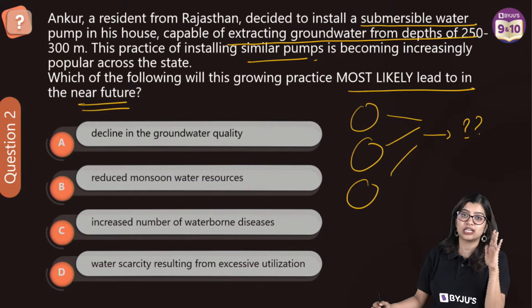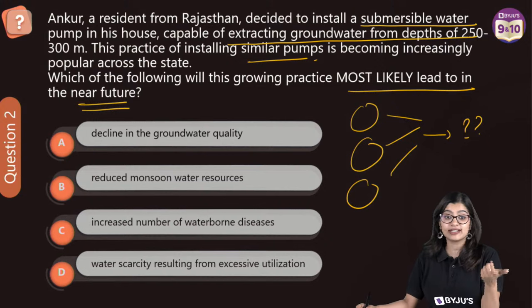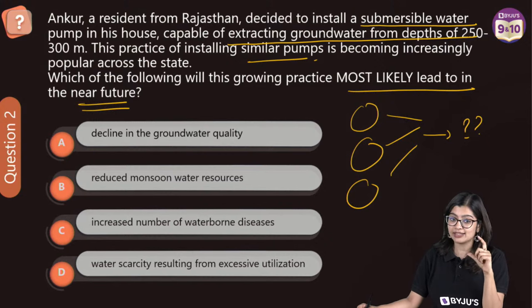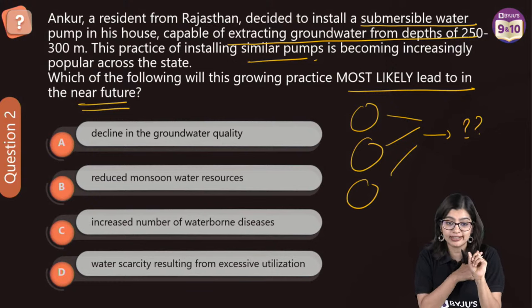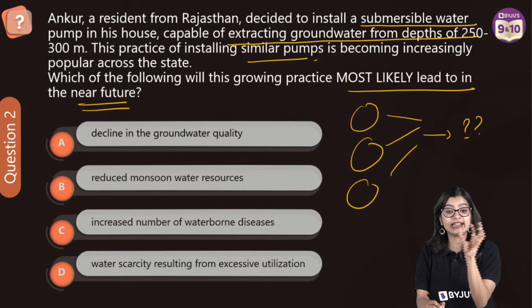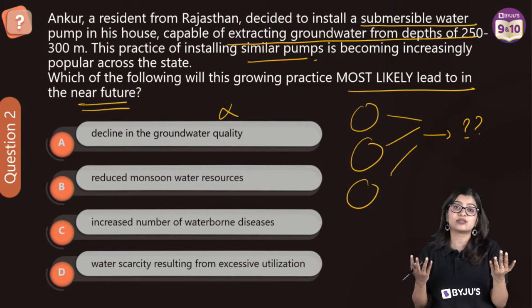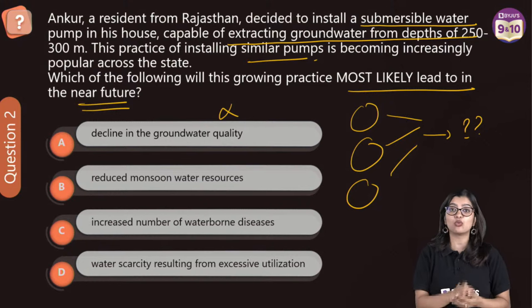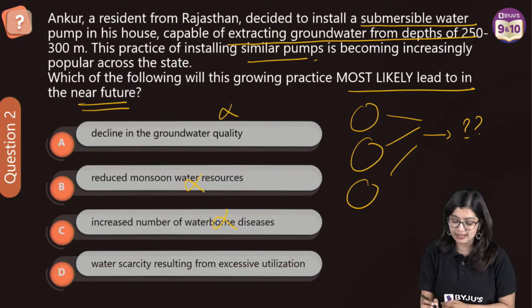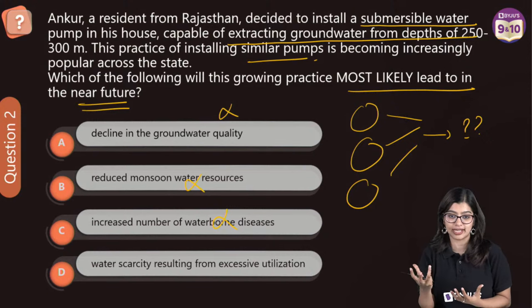If people are using too much groundwater, is it going to affect the quality or the quantity? It is going to affect quantity. Here, quantity is getting affected, so it is not the decline in quality of water. Reduced monsoon water resources: here there has been no inference to monsoon. Neither is there going to be an increase in waterborne diseases, because again that is with respect to quality of water.